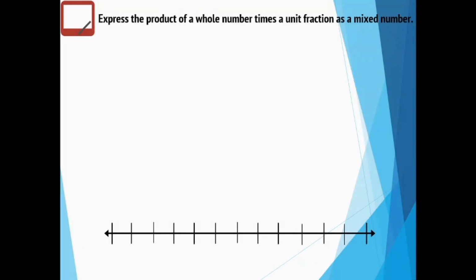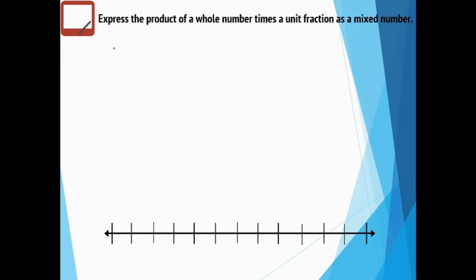Okay, so now problem 3. You should get a pencil and paper for this. We are just going to be expressing the product of a whole number times a unit fraction as a mixed number. So it's really easy, but I want you to do it along with me. So get a pencil and piece of paper and hit continue when you're ready.